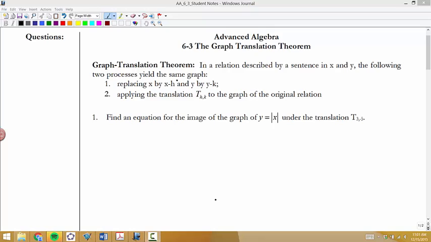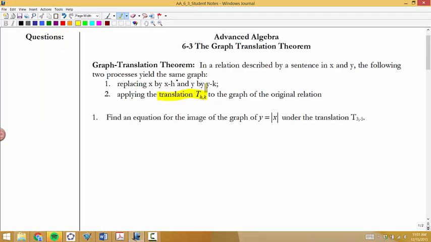And the graph translation theorem just says, in a relation described by a sentence in x and y, so a relationship between x and y, the following two processes yield the same graph. If I replace x by x minus h and y by y minus k, it has the exact same effect as taking a graph and translating it using the translation h, k.